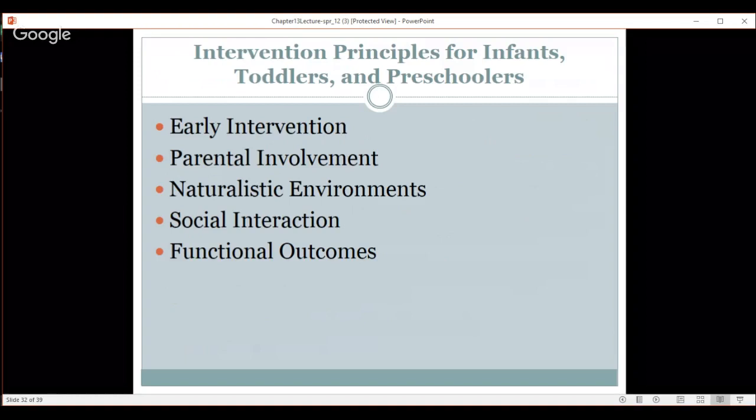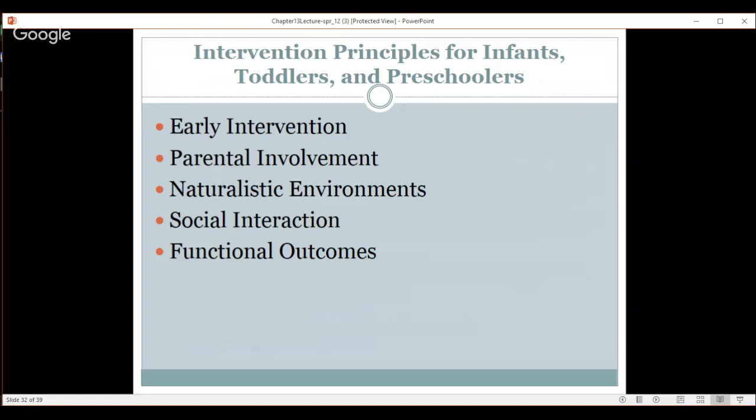Intervention principles for infants, toddlers, and preschoolers. Early intervention is key in helping to develop strategies for working with infants, toddlers, and preschoolers. Parental involvement is a must. As much as an audiologist or a speech language pathologist would like to think that they can go in and wave a magic wand and make things better in a couple of hour-long sessions a week, in reality, this is just not the case.